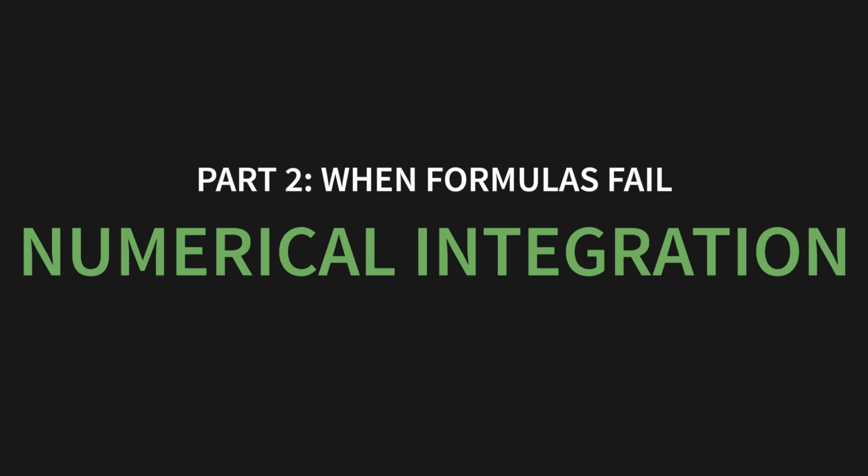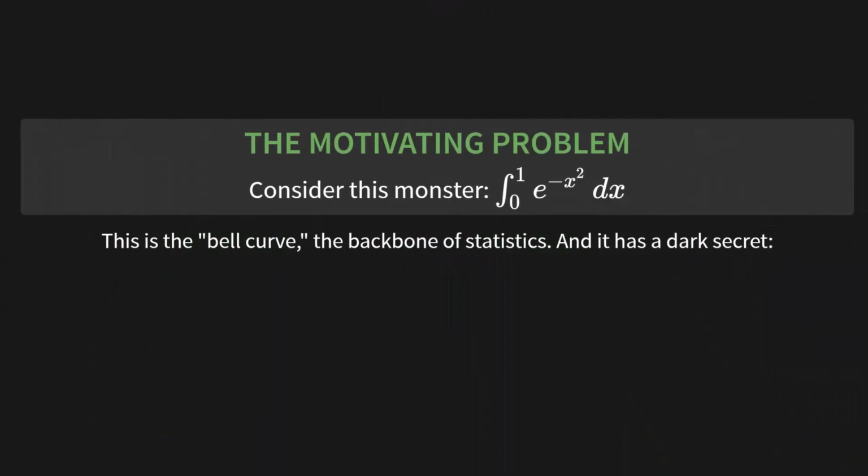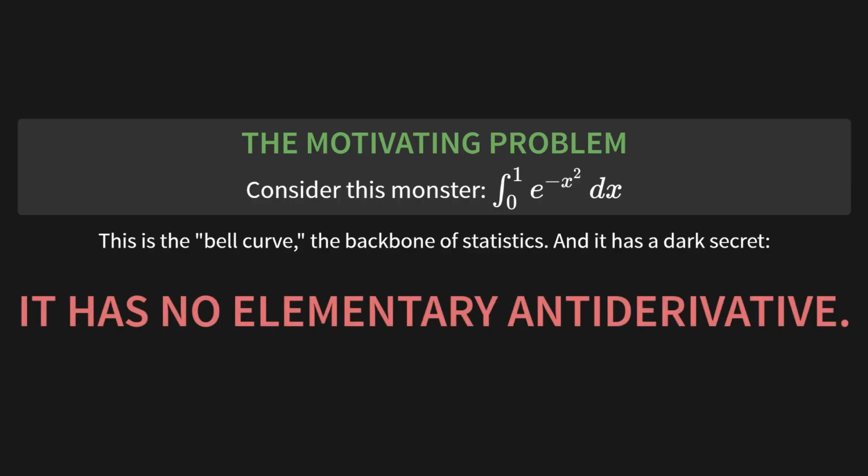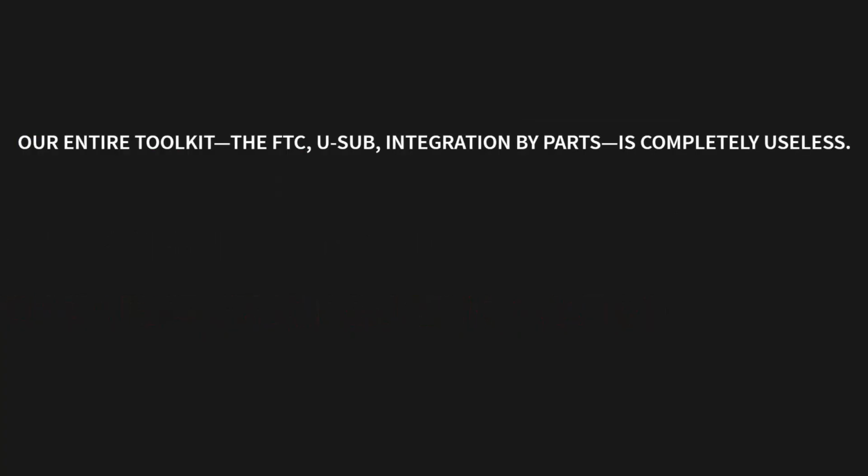Okay, we've handled infinity. But what about that second, even scarier question? What if a function just can't be integrated? Consider this monster, the integral from 0 to 1 of e to the negative x squared dx. This is the bell curve, the absolute backbone of statistics, and it has a dark secret. It has no elementary antiderivative.